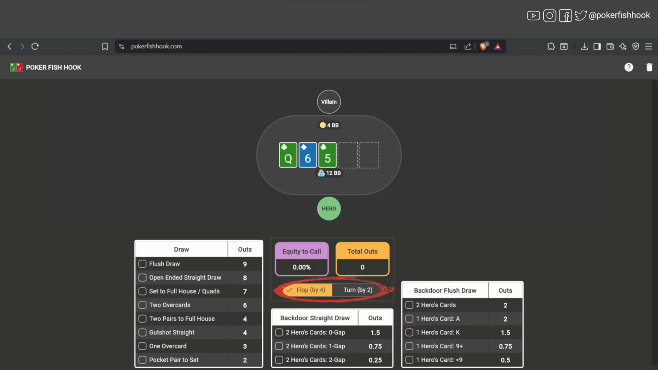Finally, we have the option to alternate between flop and turn. On the flop the outs are multiplied by 4. On the turn, we multiply them by 2. Also, the backdoors are disabled on the turn.